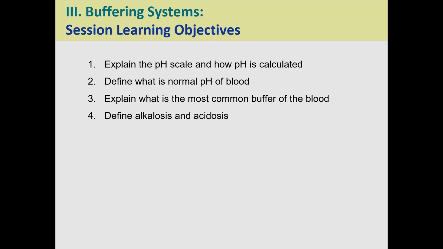Alright, on to our third video, which is going to be relatively short in comparison to the others. We're going to basically talk about buffering systems, meaning we're really going to get into what pH is, how pH is calculated, and then why it's important for us to maintain a relatively normal or tight range of pH, and how do we maintain that pH without causing wild fluctuations.